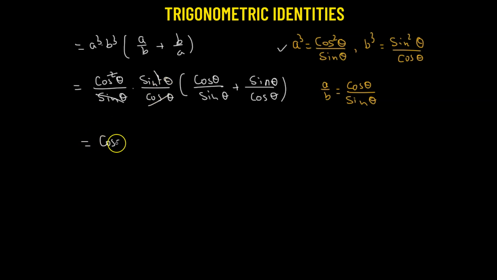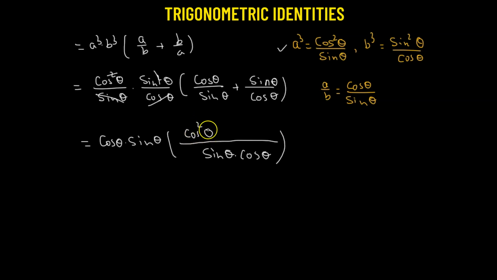So we have cosine theta times sine theta, and if we combine these two terms within the parentheses, our common denominator will be sine theta times cosine theta, and in the numerator we have cosine squared theta plus sine squared theta. So cosine theta sine theta gets factored out from the numerator and the denominator, and we are left with cosine squared theta plus sine squared theta in the numerator, and this is an identity with a value of 1. So this is the right hand side.